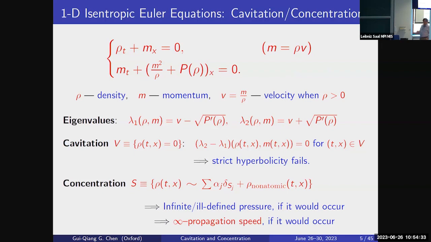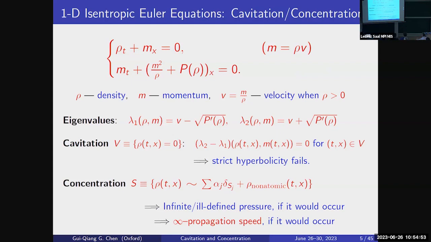So you compute the eigenvalues, it's a 2 by 2 system. You find the 2 eigenvalues, of this form. Then lambda 1 equals lambda 2 on the vacuum state, the cavitation state. Strict hyperbolicity fails for this. Yeah, so there can be degeneracy.